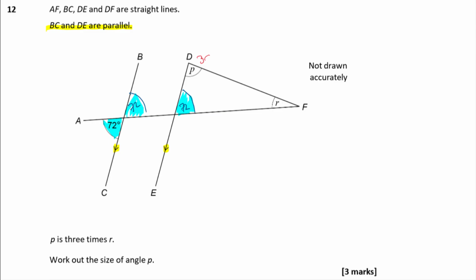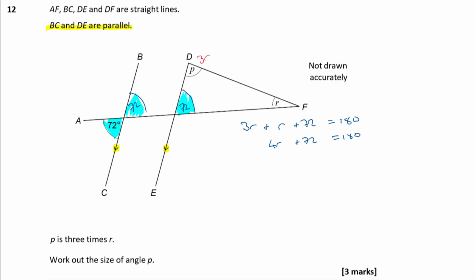So I've got angles in the triangle that add up to 180. One of the angles is 72, one is R, and one is 3R. So I can say that 3R plus R plus 72 must be equal to 180. Those three angles are adding up to 180. Okay, so collecting my like terms, that means 4R plus 72 is 180.